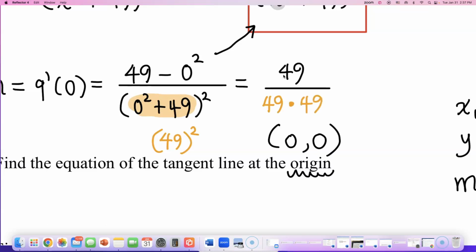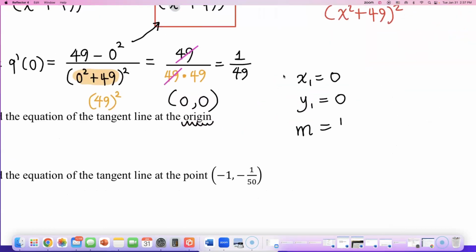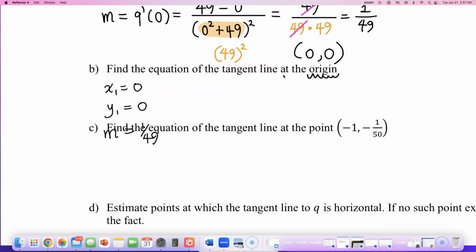And you know what I can do here is I can cross out one of the 49 in the bottom and say that the final answer is 1 over 49. It simplifies to 1 over 49. So guess what? That is the slope. So write that down as the slope, and we are ready to do the point slope form. Okay, let me move this over here so that I can look at it while I write the answer.